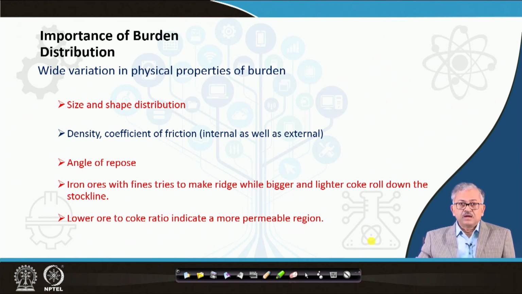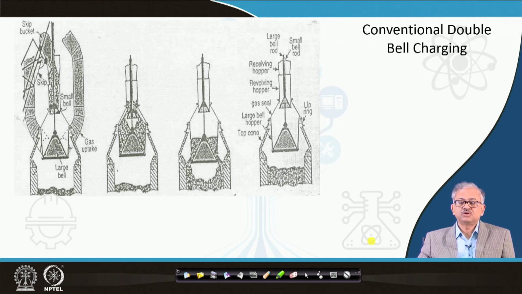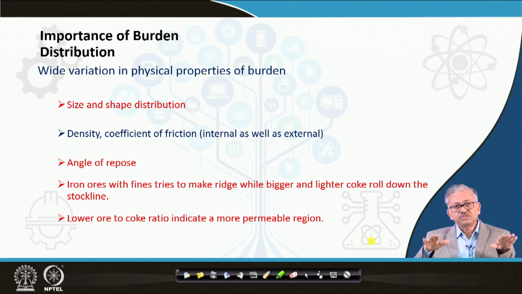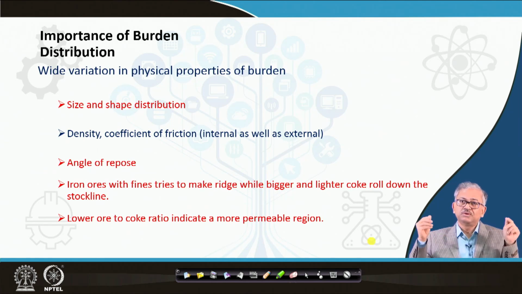Okay. And after that, let us come to the conventional double bell charging. That is the importance I have just talked about, because there is a huge difference in physical properties, size, shape and distribution. Basically, if you just charge arbitrarily, it is not likely you will get a uniform distribution of permeability, bed permeability, across the radial cross section. So, you have to have a perfect charging system that will try to maintain a uniform permeability across the radial section. Although it is not possible to make it completely uniform, you can move towards that. But if you charge arbitrarily, it is not possible.